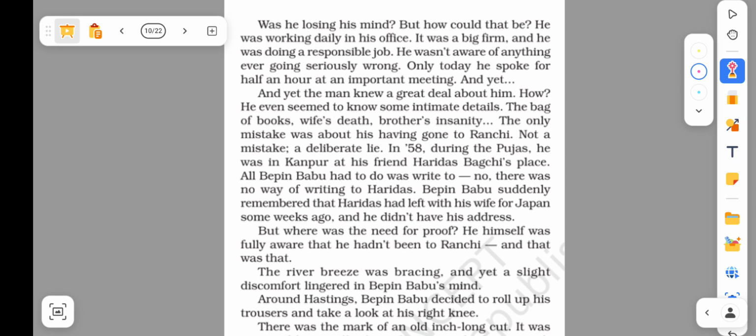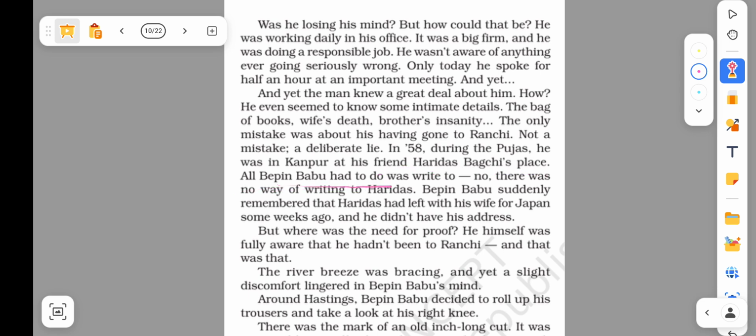except that, everything whatever he told that person was actually the truth, not a mistake but a deliberate lie. In 1958 during pujas he was in Kanpur at his friend Haridas Bakshi's place. So according to the memory of Bipinda, he was actually in Kanpur during Durga Puja with one of his friends whose name was Bakshi.